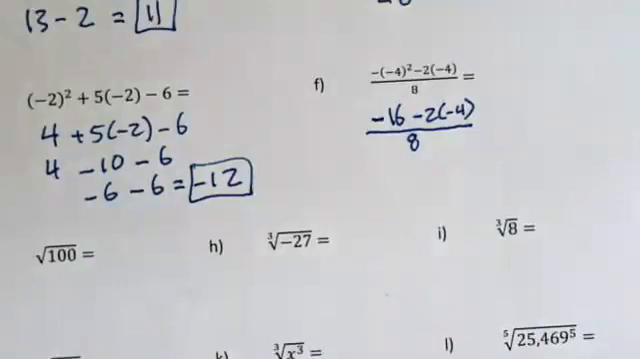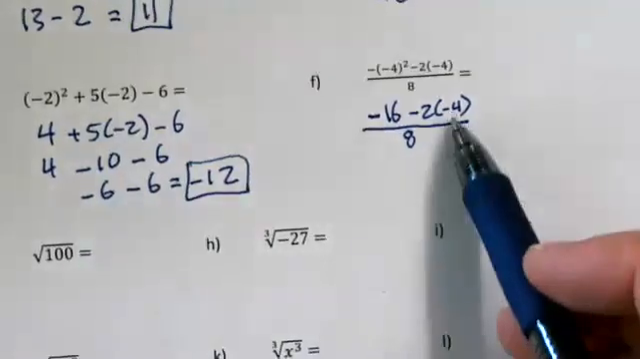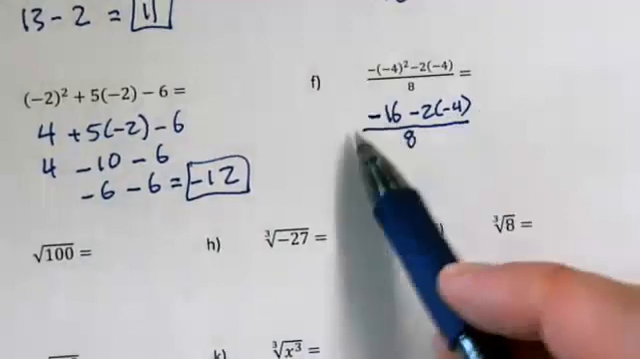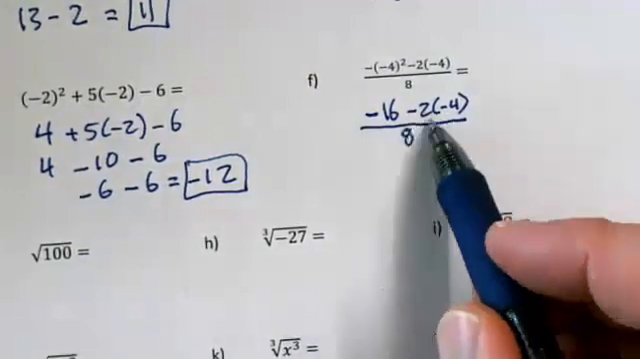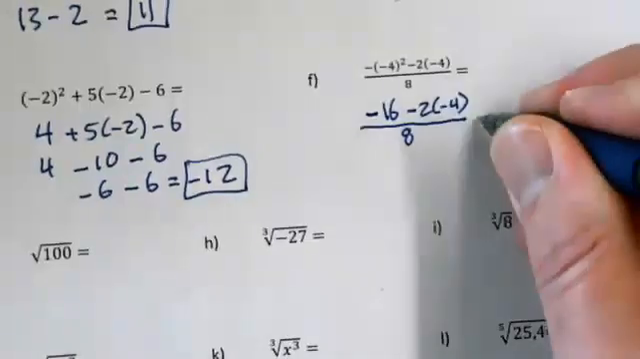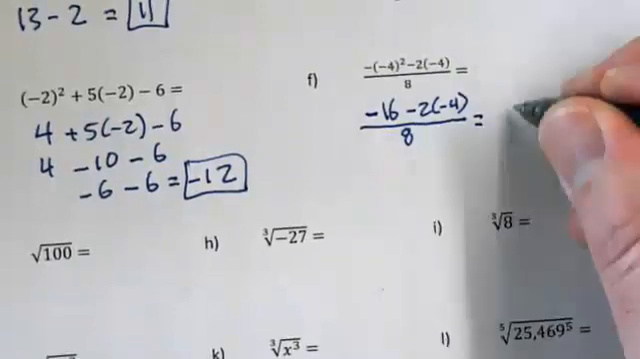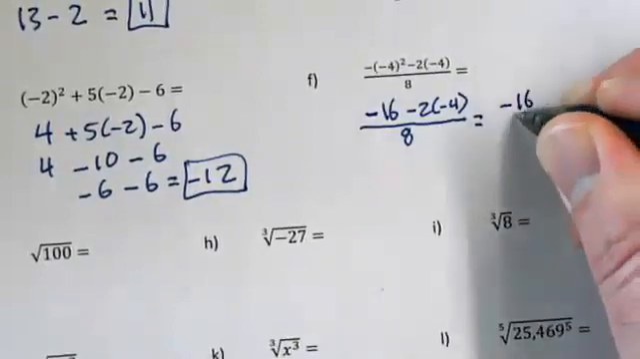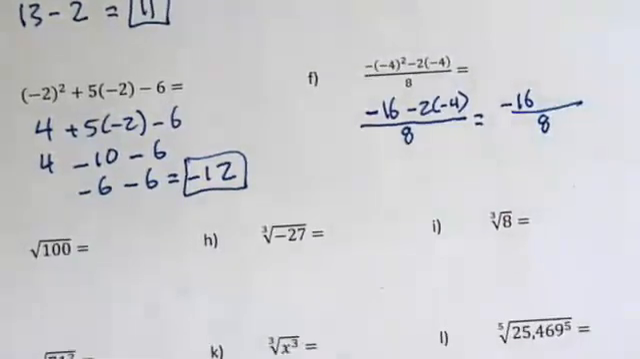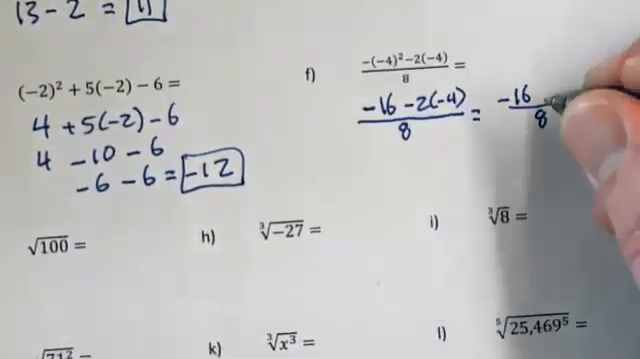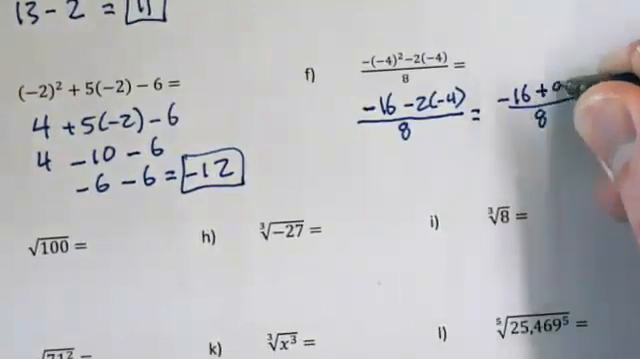All right, we need to continue working on the top of this fraction. Remember, there is an invisible parentheses holding that all together. It is a grouping symbol. So what should we do first, the subtraction or the multiplication? Multiplication comes first in order of operations. So let's leave the -16 and the 8 alone, and let's do -2 times -4. Negative times a negative is a positive, so that would become +8.